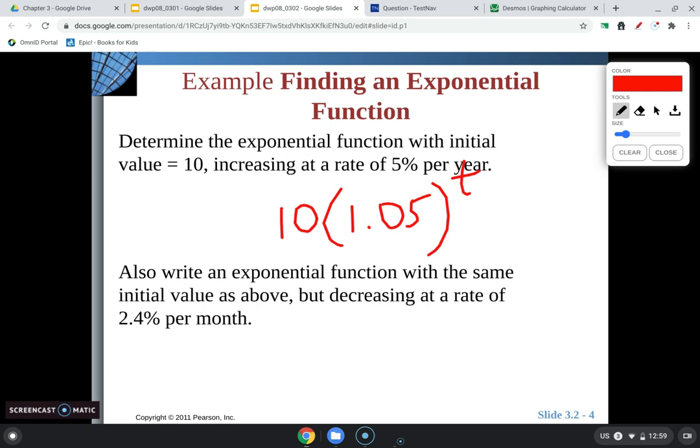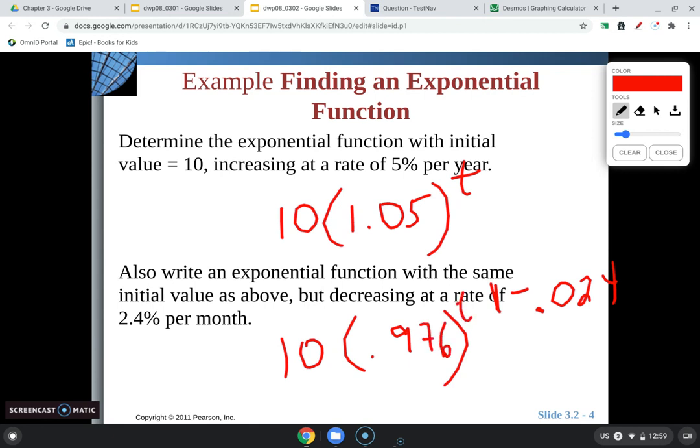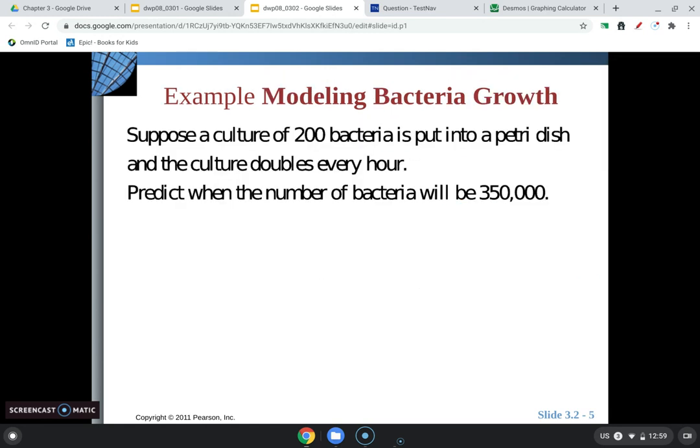Also write an exponential function with the same initial value. All right, if it's decreasing, we have to go 0.024, but then we have to subtract it from 1. And 1 minus 0.024 is 0.976. So this would be a decay, a decreasing function. Okay? Less than 1 for the value.